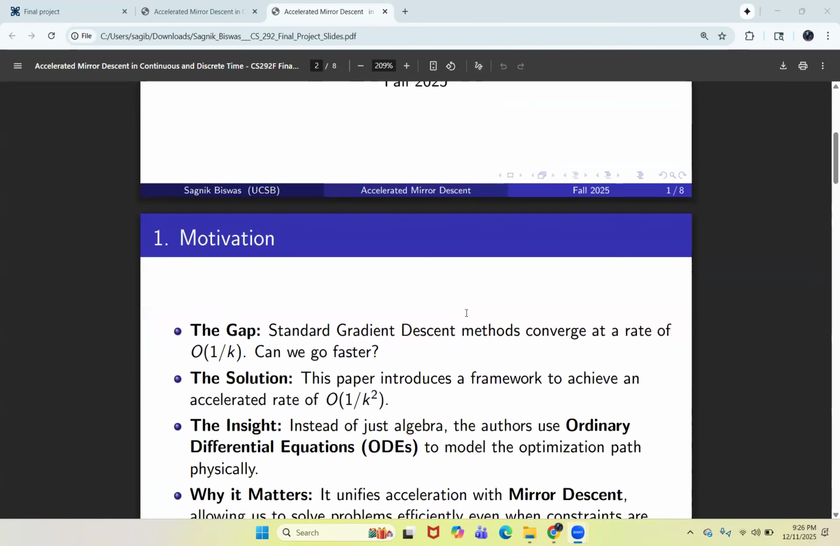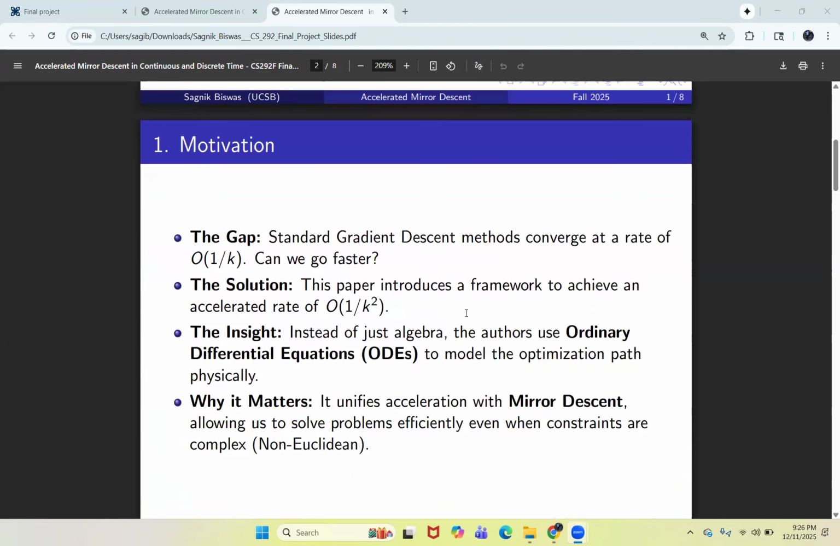So just getting into the motivation of the problem, why is it important? Throughout the quarter, we focused on gradient descent and projection methods, which converge at a rate of O of 1 over k. And this is quite robust, but it can be a little bit slow for large scale problems. So this paper introduces a framework that achieves a quadratically faster rate. It is at O of 1 over k squared. And what makes this paper unique is actually how they derive it.